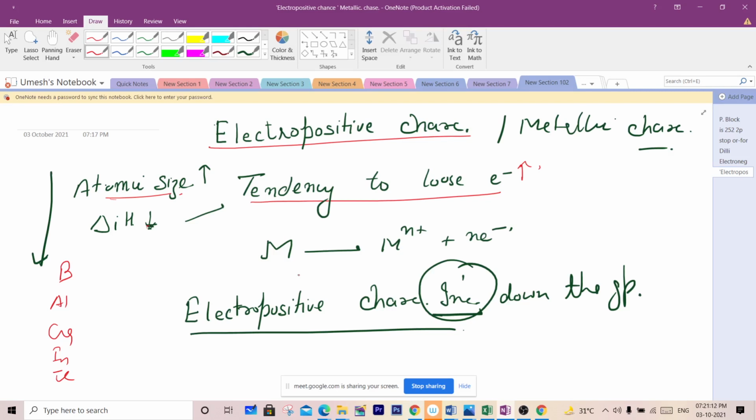So basically, the electropositive character increases as you go down the group. Okay. Yeah.